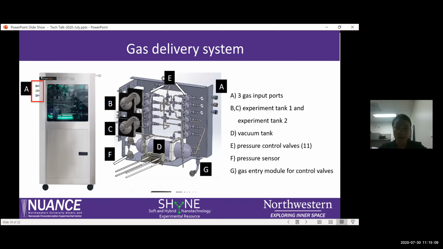This is a gas delivery system. The gas delivery system has 2 reaction tanks and 1 vacuum tank. Each reaction tank is 1 liter. The vacuum tank is 2 liter. So you can understand the mass here: 1 plus 1 is 2.